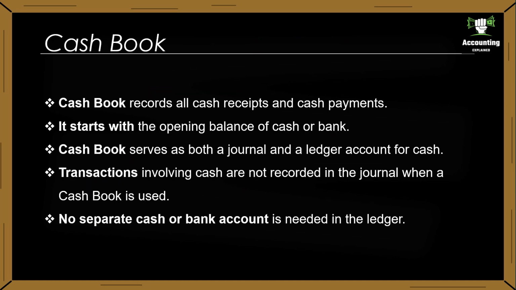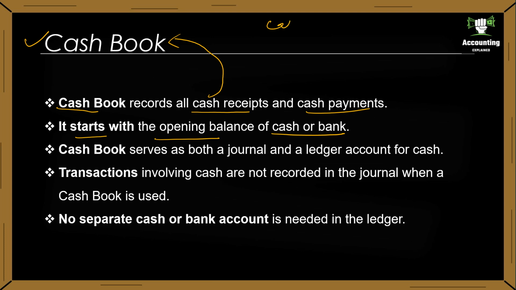Cash book is one of the examples of special journal. Now we are going to see cash book. Cash book records all cash receipts and cash payments. All the cash receipts and cash payments will be recorded in the cash book. It starts with the opening balance of cash or bank.